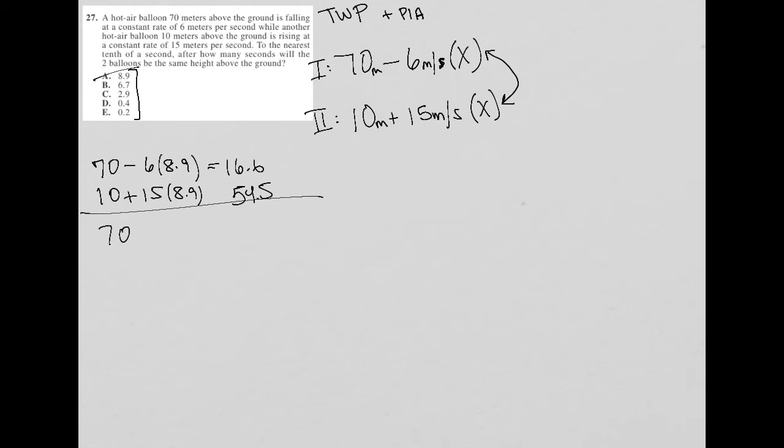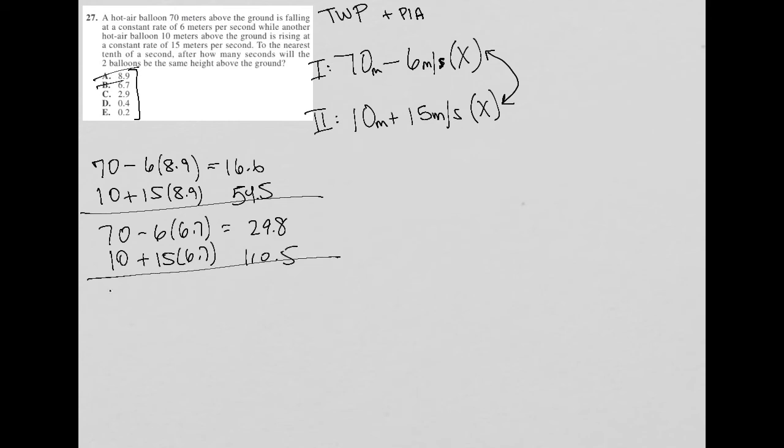Next, same thing. I'll just plug in 6.7. So 6 times 6.7, and then 70 minus that. So I'm getting 29.8 is where this balloon ends up. And then for the 15 times 6.7 plus 10, I'm getting 110.5. So that's also not correct.